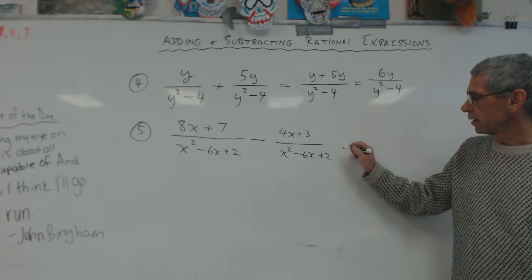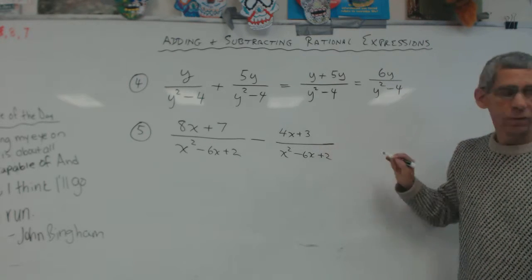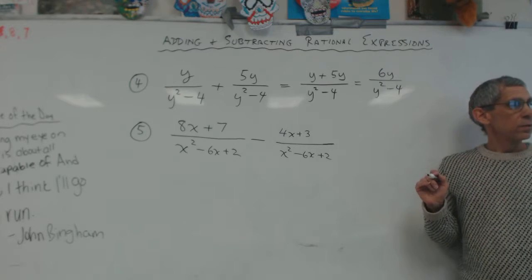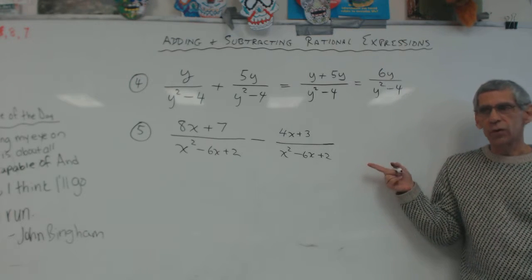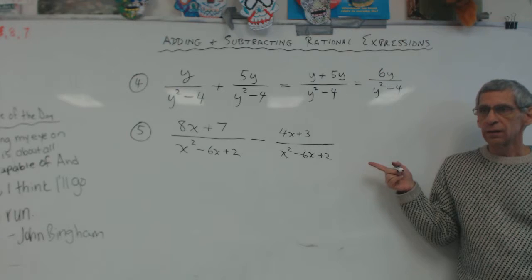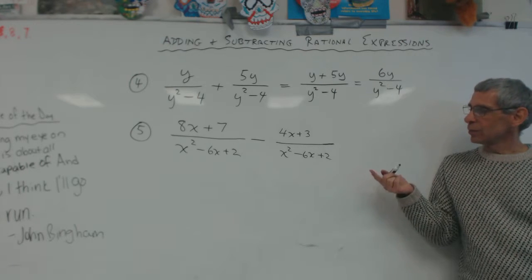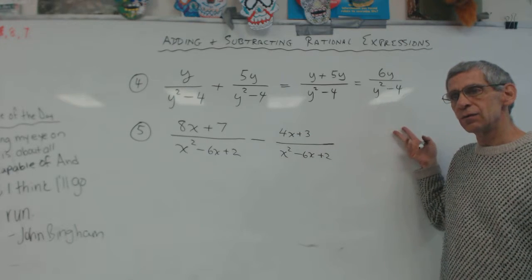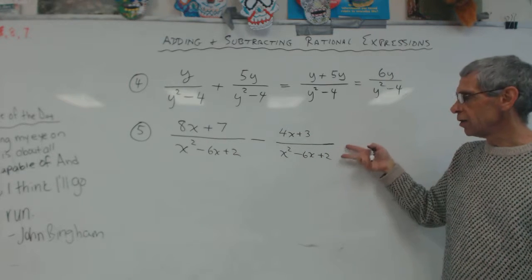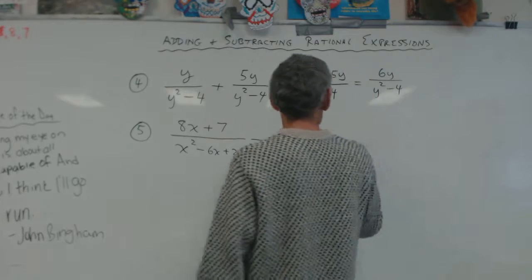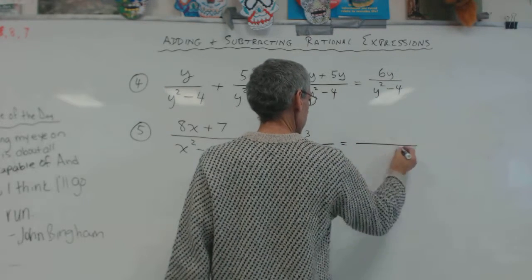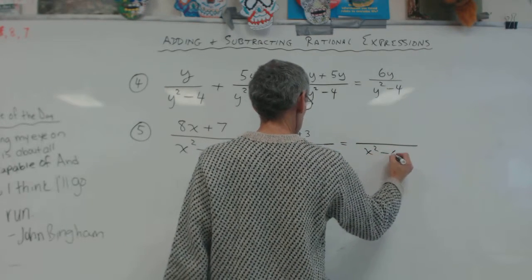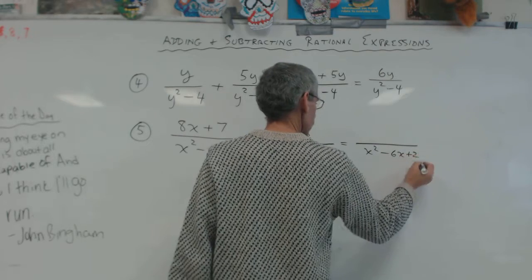It looks scary. Looks really scary. Most people freak out when they see these. But why is this so easy? What part of it's easy? The denominators are the same. So I can put all this mishmash upstairs into the numerator over the same denominator. So I'm just going to rewrite my denominator: x squared minus 6x plus 2.